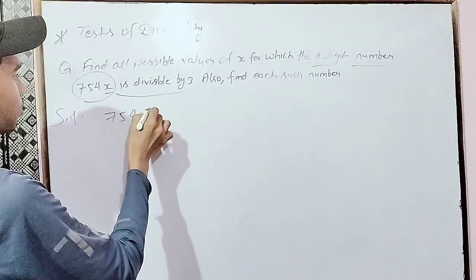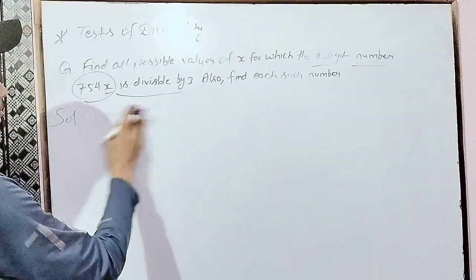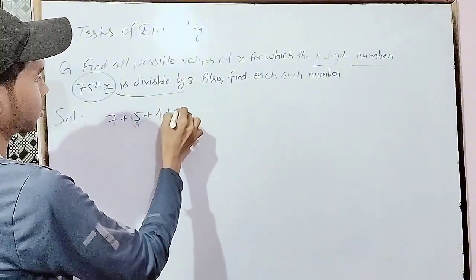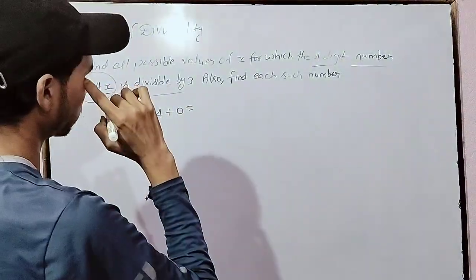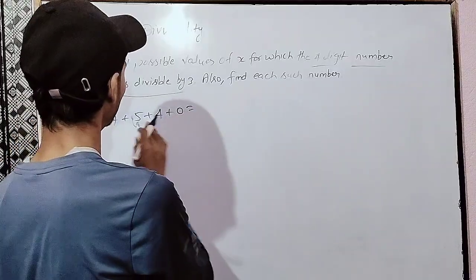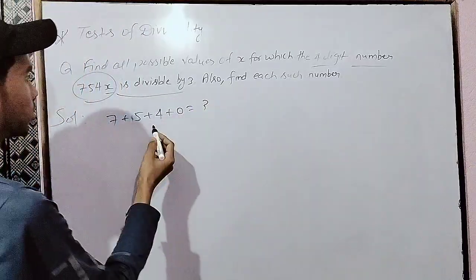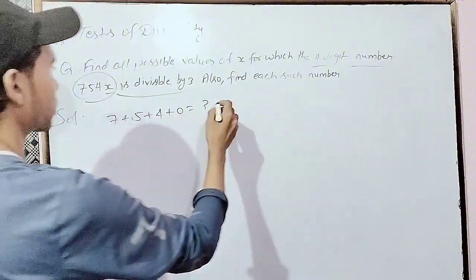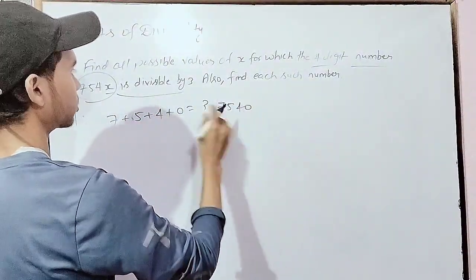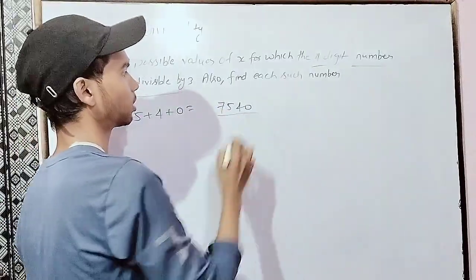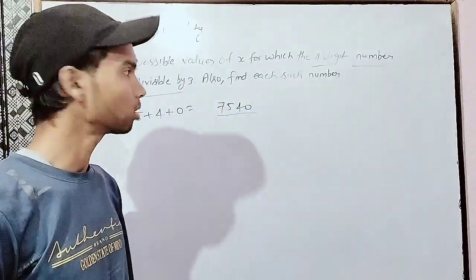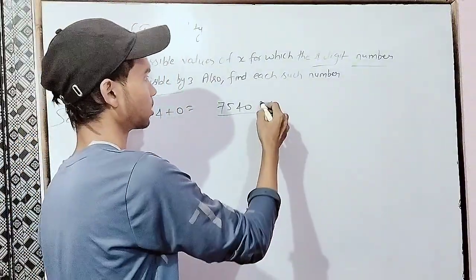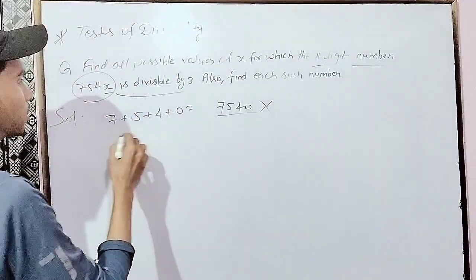So 7, 5, 4, let's say we start from 0. How much will it become? This is 7540. Here, 5, 4, 5, 4, how much? 9, 9, 7, 16. Doesn't work. No, this is not. Next.